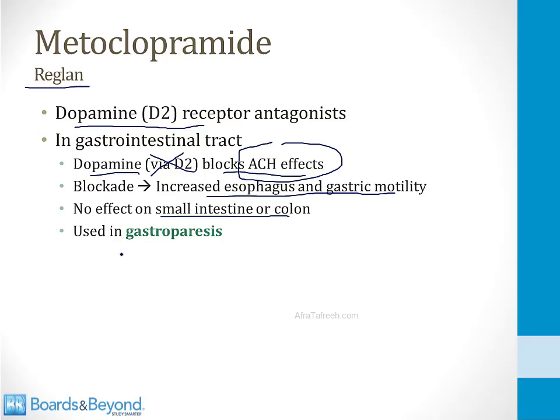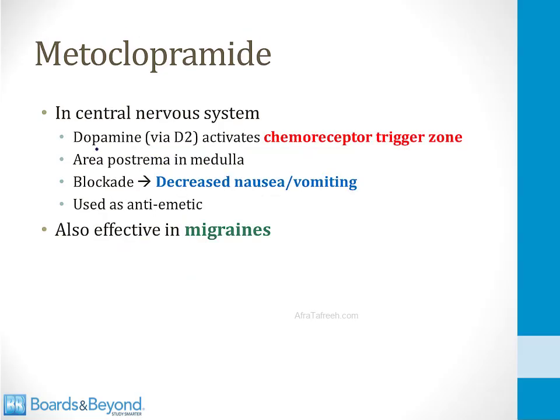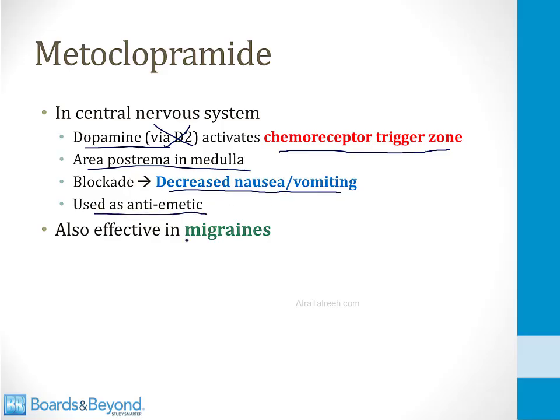That creates a role for this drug in the treatment of gastroparesis, especially diabetics who have gastroparesis from autonomic dysfunction. By blocking dopamine receptors, you increase motility in their stomach. In the central nervous system, dopamine via the D2 receptor activates the chemoreceptor trigger zone. This is found in the area postrema in the medulla, and this leads to nausea and vomiting. So if you block this D2 receptor, you will have decreased nausea and vomiting, and therefore metoclopramide has a use as an antiemetic. It's also very effective in migraines. Many migraine patients, as you may know, suffer from nausea and vomiting, and administration of metoclopramide can be very helpful.